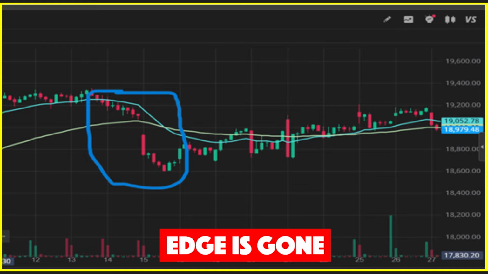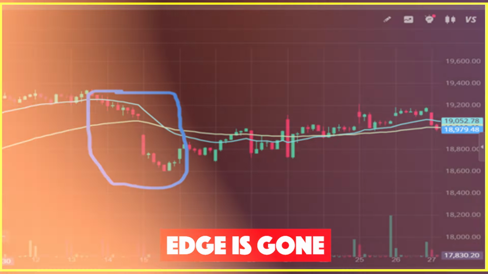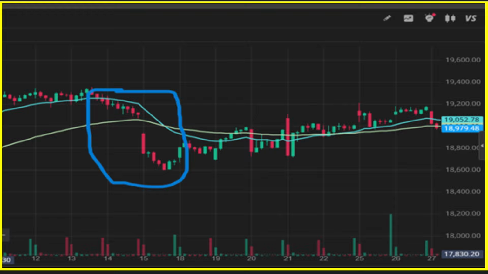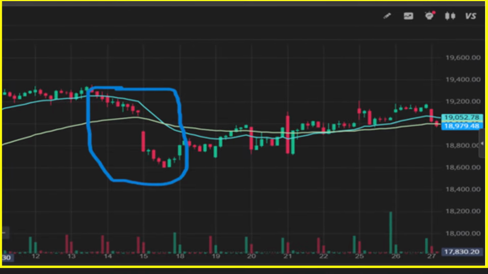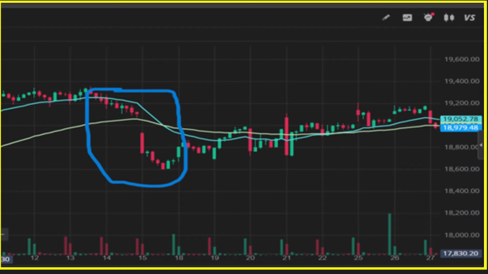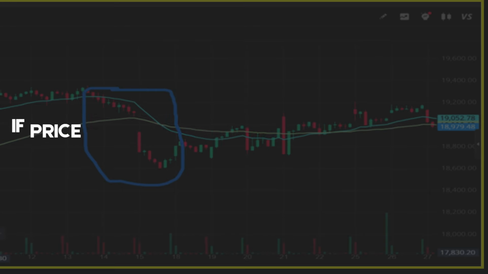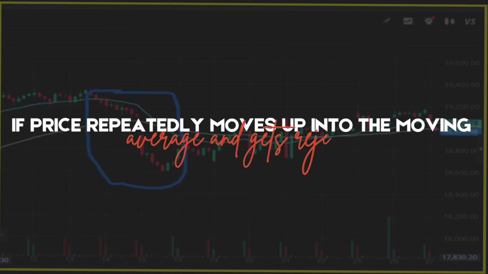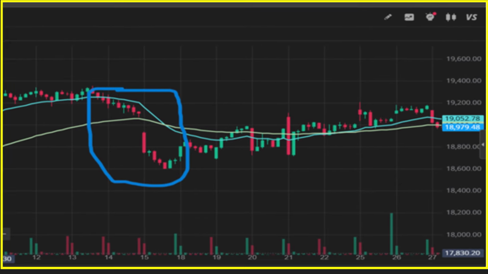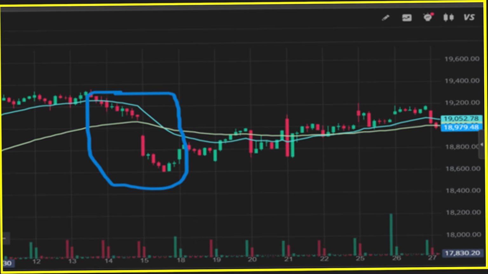There's one more way you use the moving average crossover strategy. Treat it like dynamic support and resistance instead of just a buy or sell trigger. When price keeps reacting at the same moving average level, bouncing off it multiple times, that average is clearly being respected by the market. If price repeatedly moves up into the moving average and gets rejected, that level is acting as resistance. If price drops into it and bounces, it is acting as support.